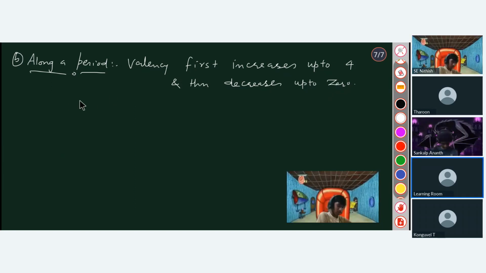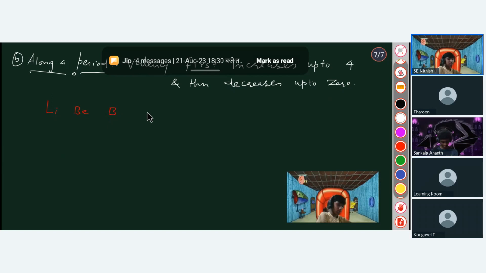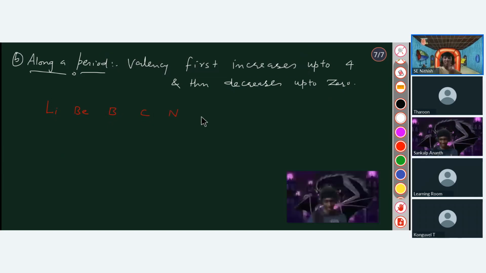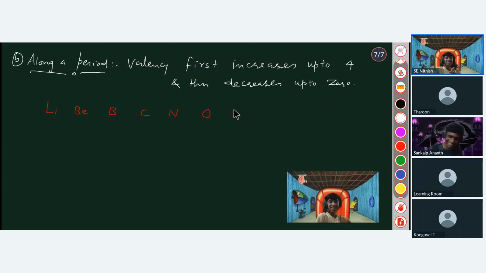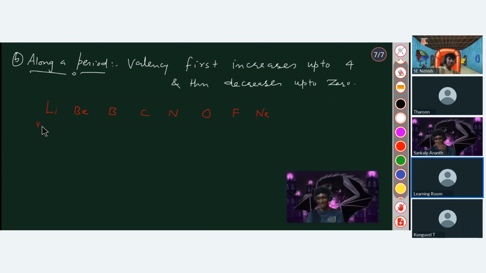For example, let me talk of lithium. What is the valency of lithium? Can anybody tell me? 1. Lithium is in the first group, it is a metal, so valency is 1, right?